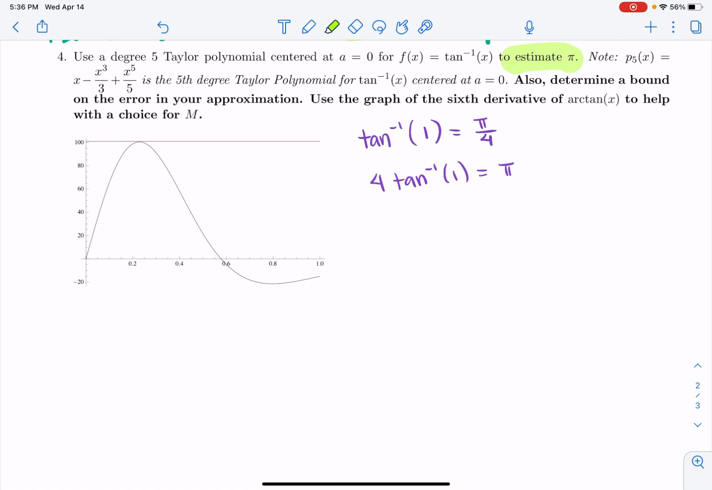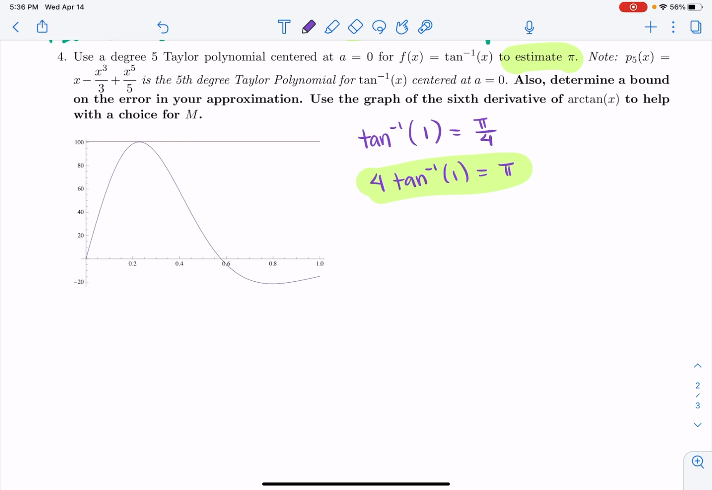That's what we're going to use to start with. So this one required a little bit of cleverness even before, to figure out what x value we're using to estimate pi. Now, is 1 close to 0? Hopefully.